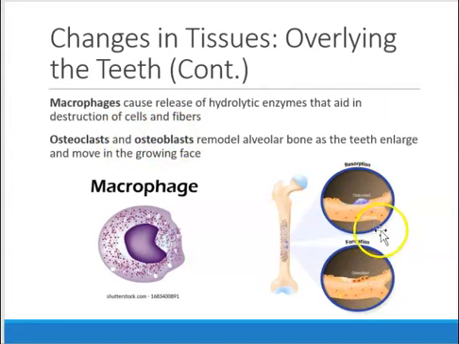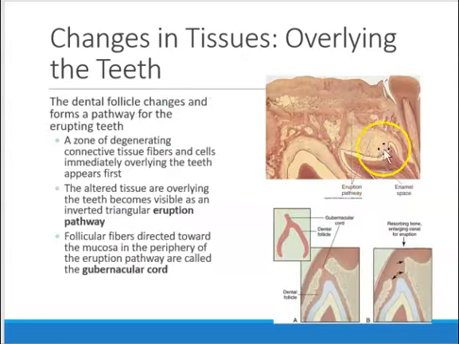They build bone. So if there's bone over here, you can see there was bone covering this whole area initially. Osteoclast is eating away the bone, so now there's more of a space so that the tooth can erupt. So osteoclast eats away the bone. Osteoblast then builds bone elsewhere.